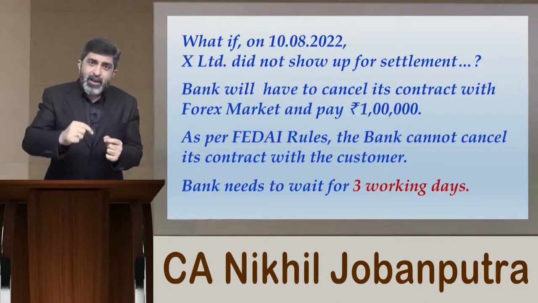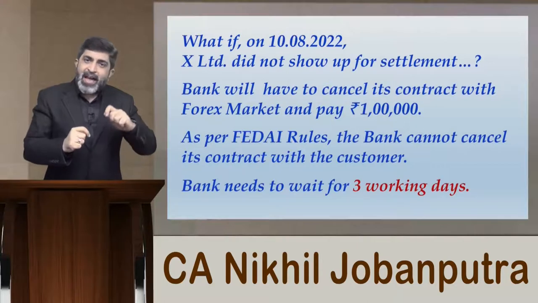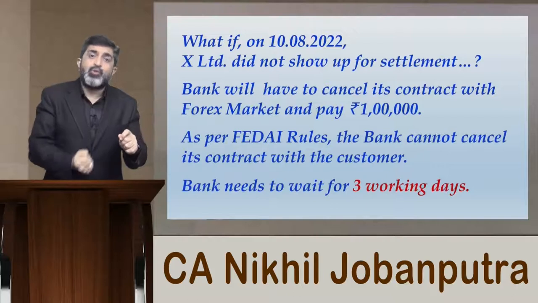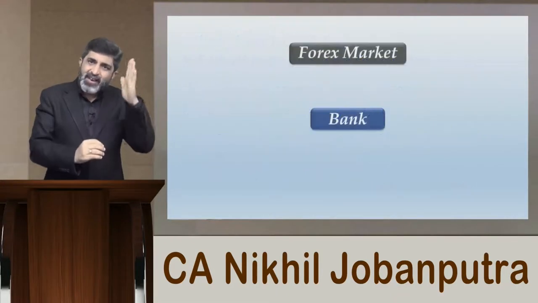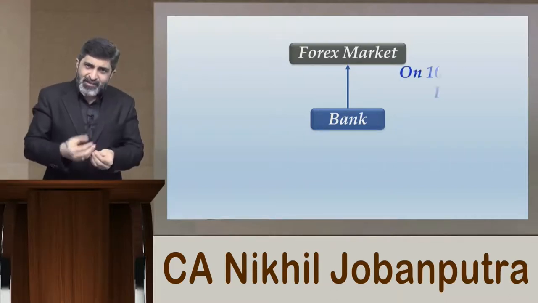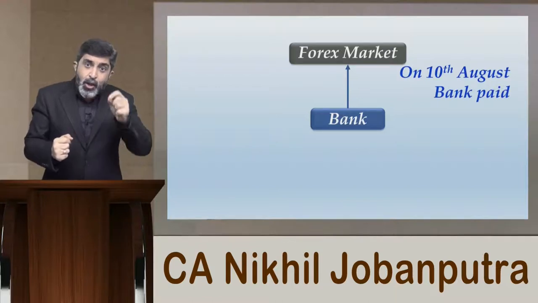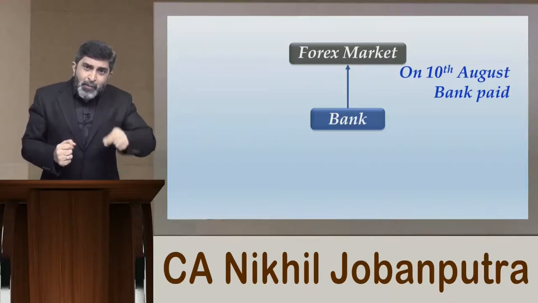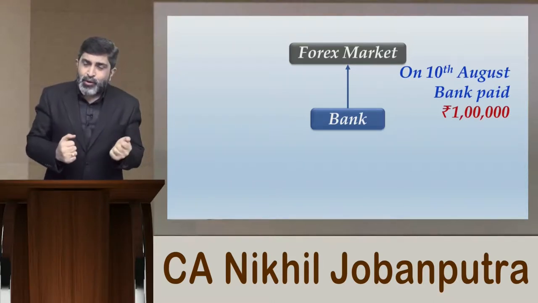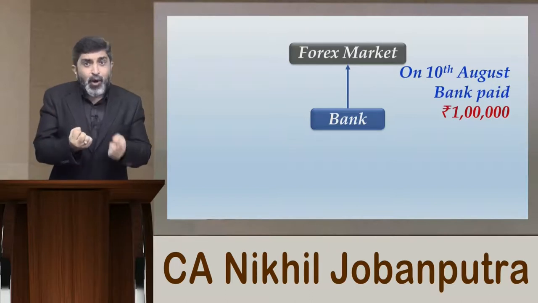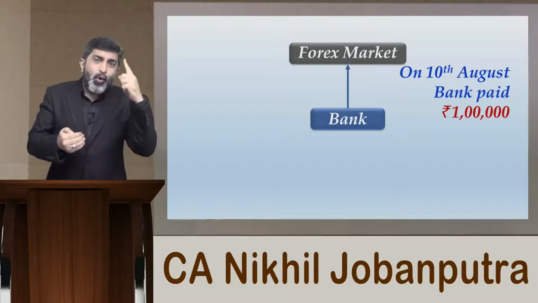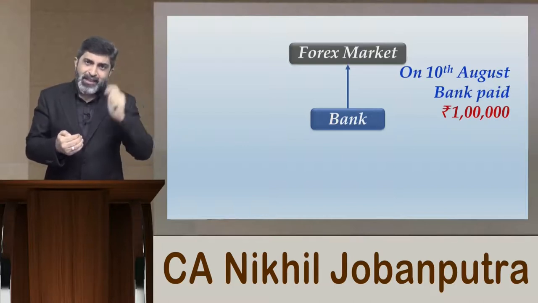Fine. What will our bank do? Our bank will have to definitely cancel that contract, because the bank cannot honor the contract if X Limited hasn't shown up. So the bank cancels its contract with the forex market. And we have already computed cancellation charges. I don't want to enter into the calculations once again. So the bank this time will pay from its pocket a sum of rupees 1 lakh, correct? Earlier, in the earlier version of this story, the bank collected 1,40,000 from X Limited and maintained 40,000 margin for itself and paid only 1 lakh as cancellation charges in the forex market.